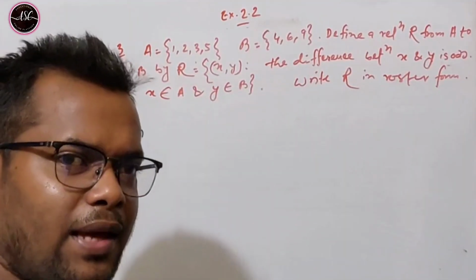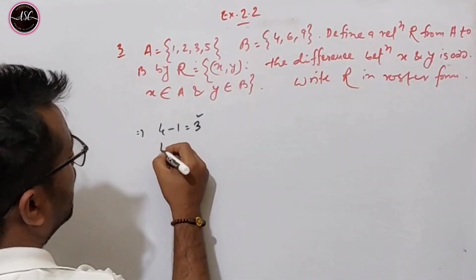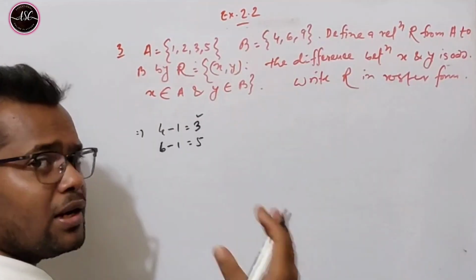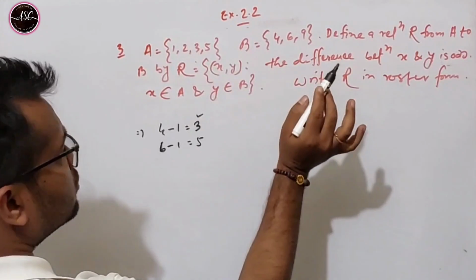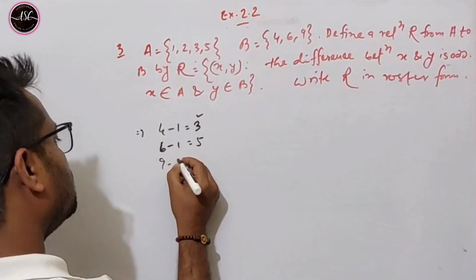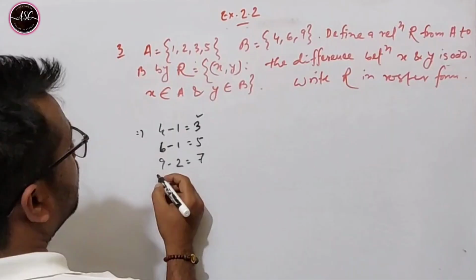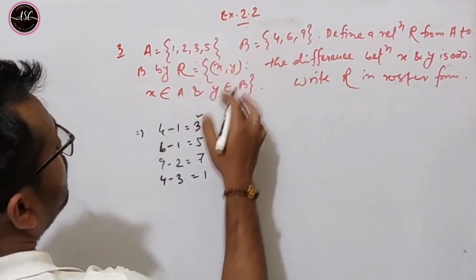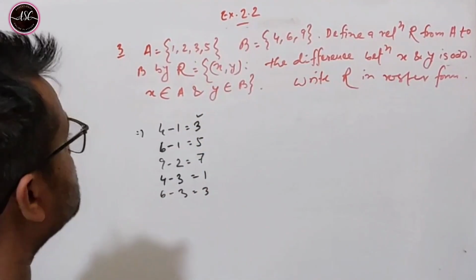So if we take the difference, 4 minus 1 equal to 3, this is an odd number. 1 and 6, 6 minus 1 equal to 5, this is an odd number. 9 minus 1, 8, this is not an odd number, so this cannot be written. 2 to 4, this is not odd. 2 to 6, 6 minus 2, 4, not odd. 9 minus 2, so this is 7, an odd number. 3, so now we have 4 minus 3 equal to 1, this is odd. 3 to 6, 6 minus 3 equal to 3, this is also odd. 9 minus 3, 6, not odd.